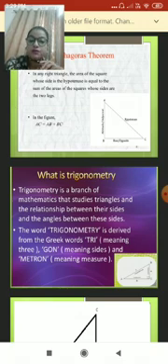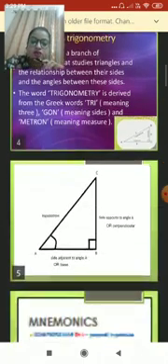Now let us see the meaning of the word trigonometry. Trigonometry has been derived from the Greek words tri, which means three, gon, which means sides, and metron, which means measure. So the measure of the three sides of the triangle is called trigonometry. Let us go to the next slide.